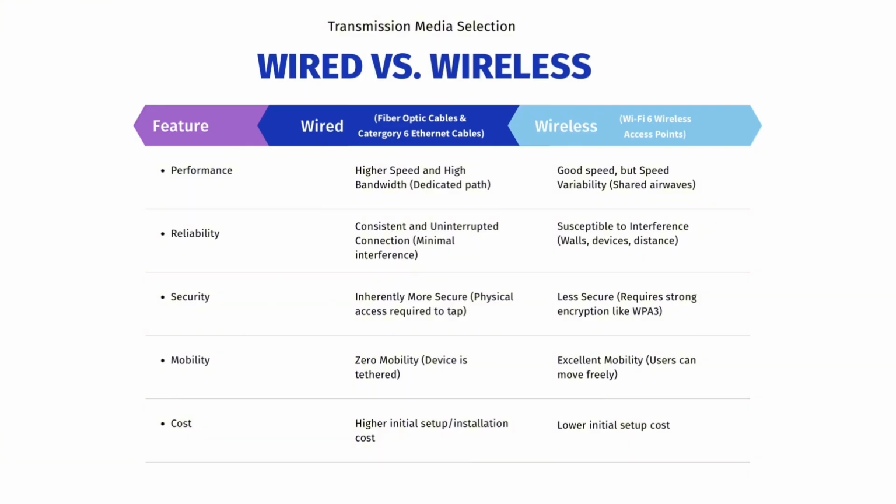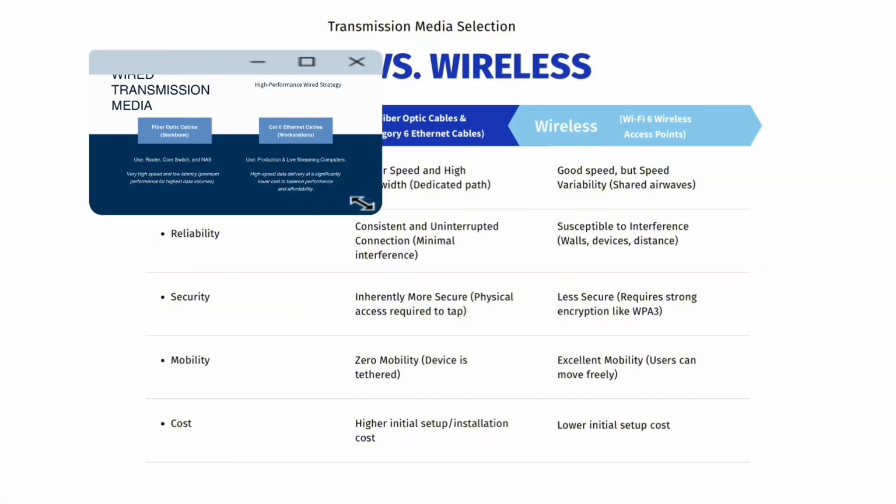Wired connection is faster, more stable, and more secure. However, it does not allow movement and usually costs more to install. On the other hand, wireless connection allows users to move freely and connect easily using phones and laptops, but it can be slower and can be affected by signal interference.